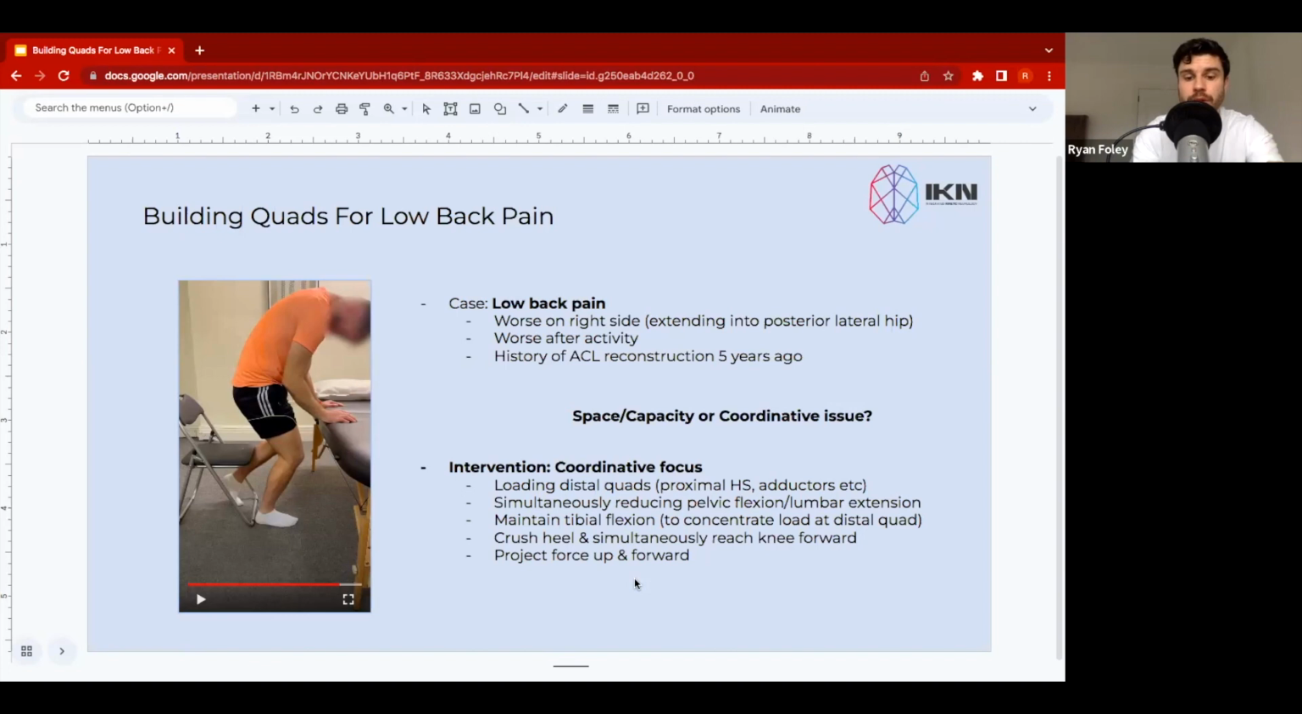Again, like I said, it was one intervention as part of this client's overall rehabilitation plan. We used other strategies to reduce the coordinated demand as we concentrated load into the distal quadriceps. But this was a strategy that had more of a coordinated focus, where we're trying to increase the extension demand at a certain area and simultaneously reduce that extension contribution from another area.